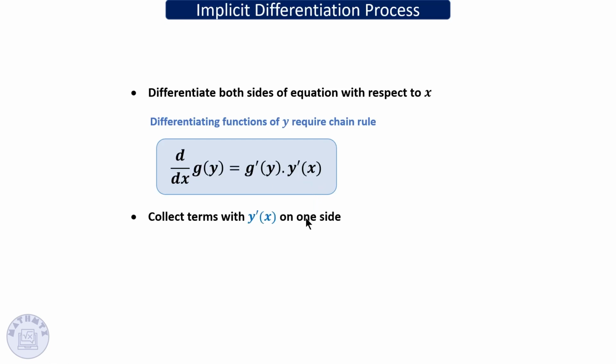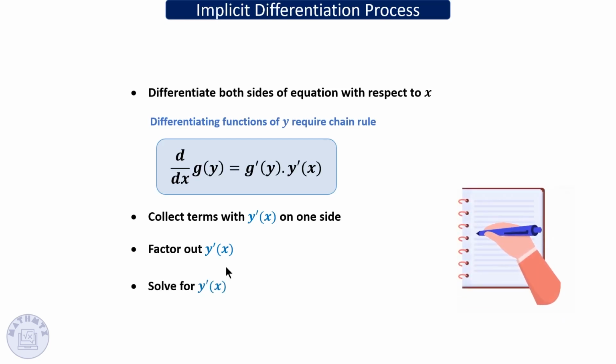And then once you differentiate both sides, you can collect terms with y prime on one side of the equation and then factor out y prime, meaning take y prime as a common factor, and then solve for y prime. So these are the steps to derive any equation implicitly.